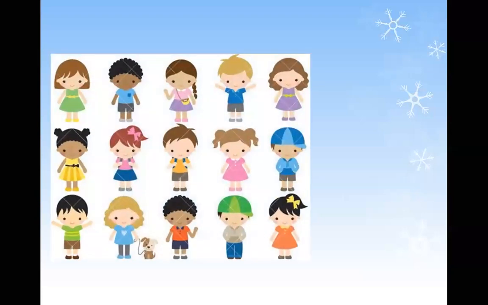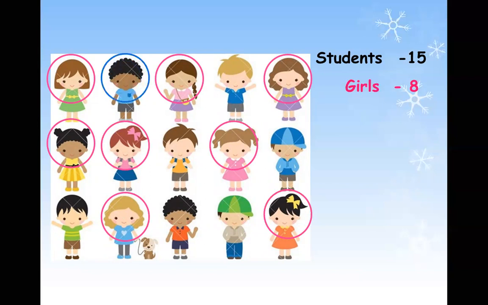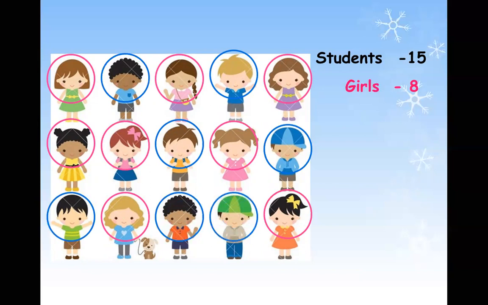And you can see I have a class here which has 15 students. As you can see, we will count how many girls and how many boys are in this class. 1, 2, 3... Okay, so that means we have altogether 8 girls in my class, and I have some boys. 1, 2, 3, 4, 5, 6, and 7. Yeah, then I have 7 boys in my class.